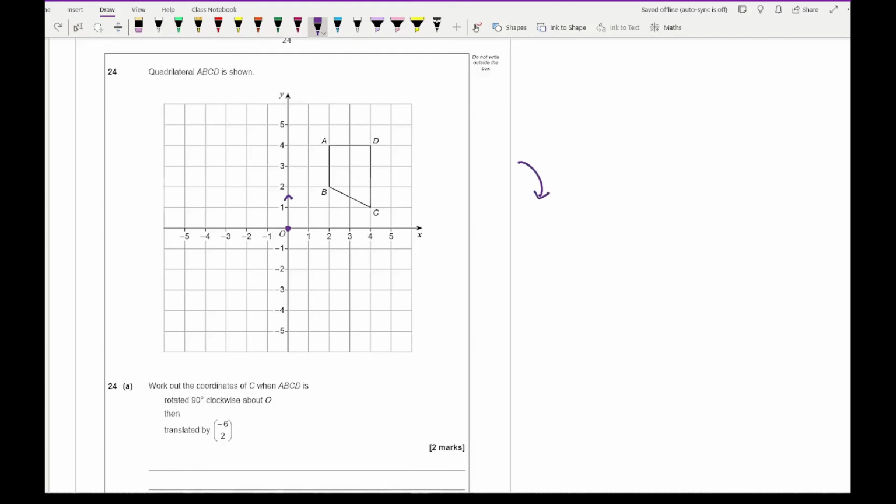Now for this, I would strongly recommend that you use tracing paper, in which if you do that, you should find that by rotating this shape ABCD 90 degrees clockwise, and if you've correctly rotated it 90 degrees clockwise, you should find that the shape is here. So that there has been rotated 90 degrees about O. Now what we then need to do is the translation.